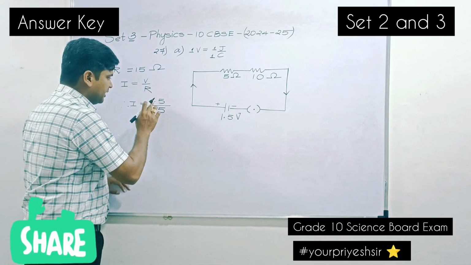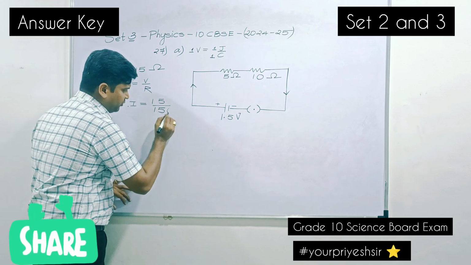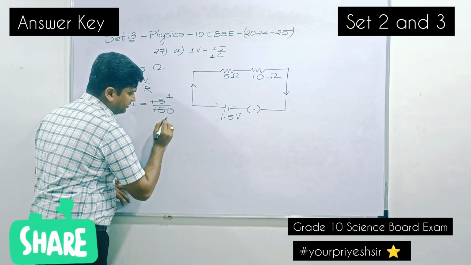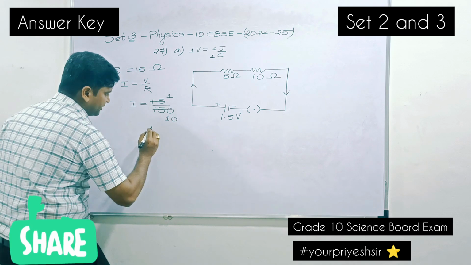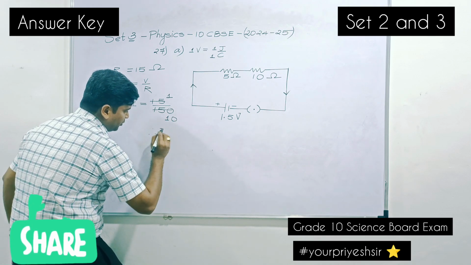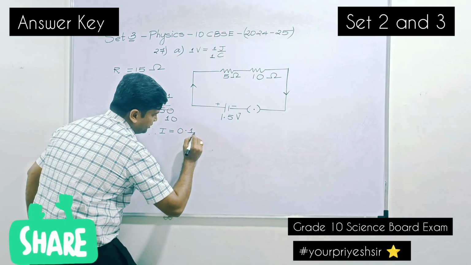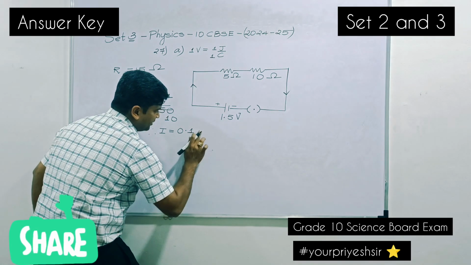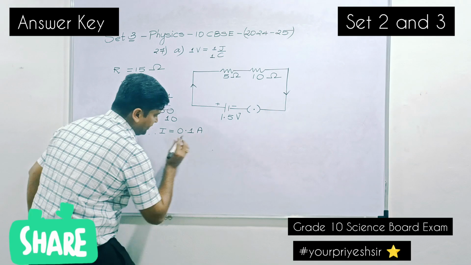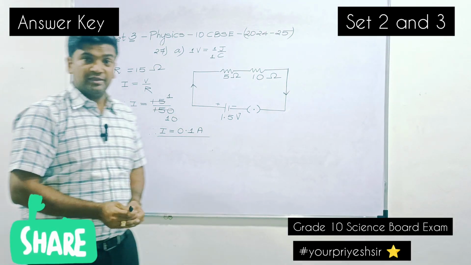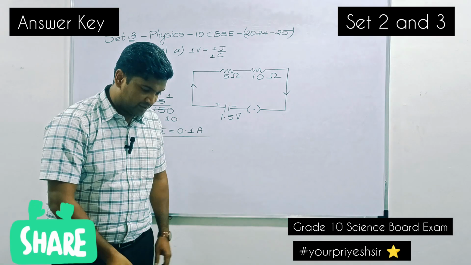नाउ व्हाट आई डू, आई रिमूव द डेसिमल, तो आई जस्ट पुट 1 0 हियर. नाउ आई नो वन थिंग, 15 ones are 15 and 15 tens are 150. So 1 upon 10, so it would be 0.1. Since it's current, so it's measured in ampere. Done. So simple this is, okay, for 3 marks.